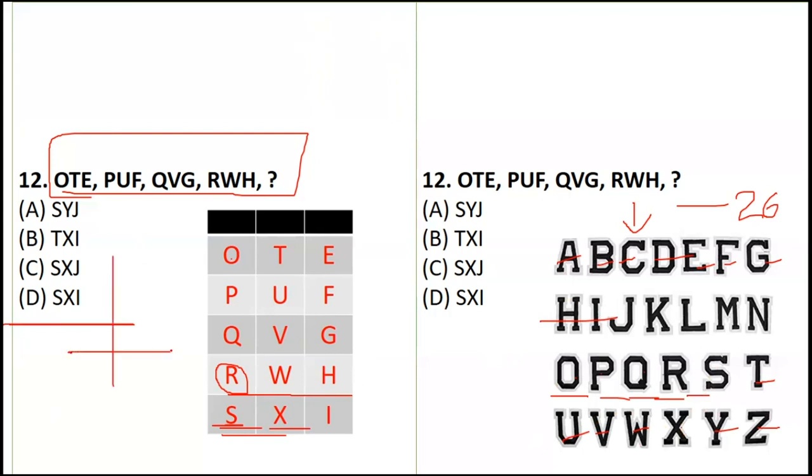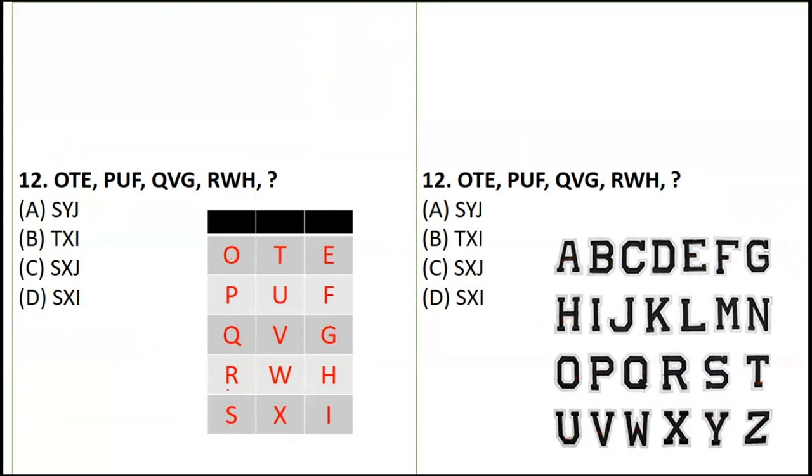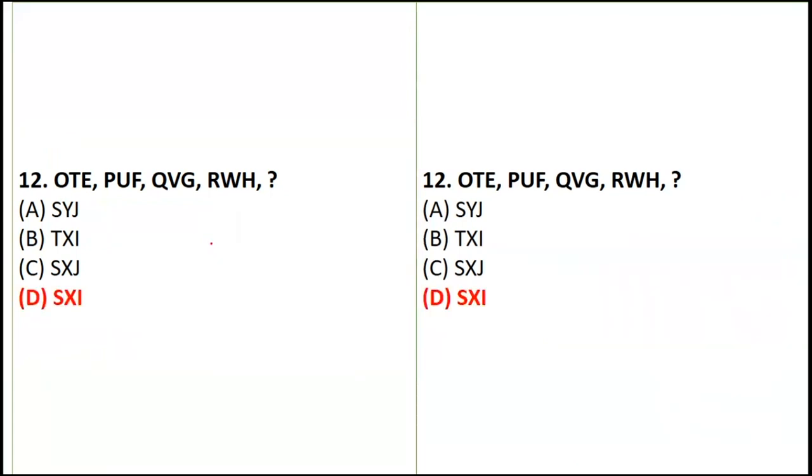You need to check horizontally and vertically. We got it horizontally, so we didn't do it vertically, but vertically you will also come to this answer. I will show you how. Just a minute. See, O, P, Q, R, S, T. It's easier this way. Then T, U, V, W, X. And E, F, G, H, I. So both ways are one and the same, but definitely one answer will come. You should be very careful with it. I hope it is very clear to everyone.